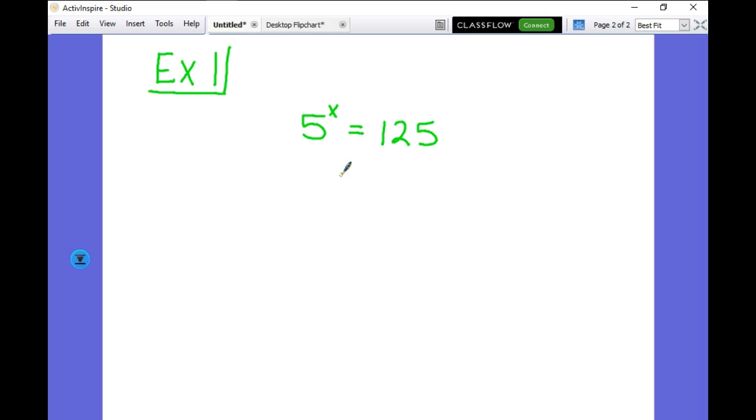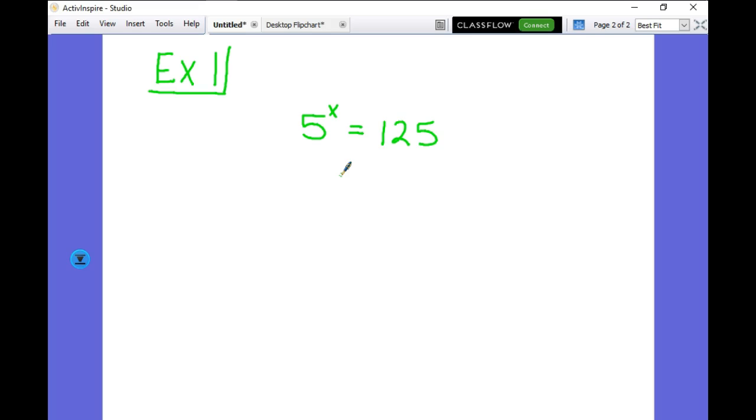There are some that you actually can't do mentally. You actually need a calculator for them. We're only going to be doing the ones that you can do mentally in this chapter, because the ones that you can't do mentally, you need logarithms to do, and we'll learn that next chapter. So for now, here's the strategy.